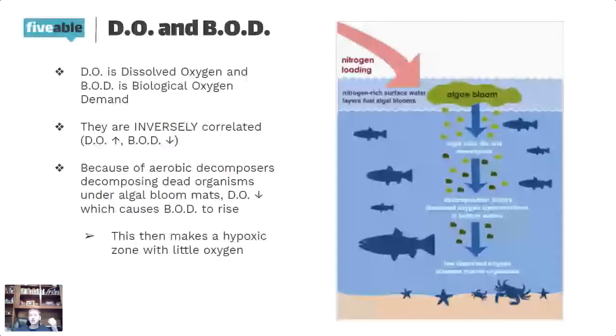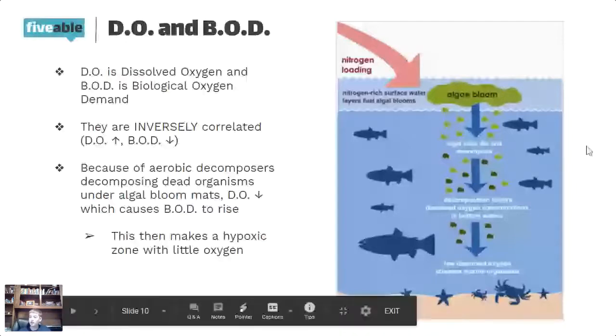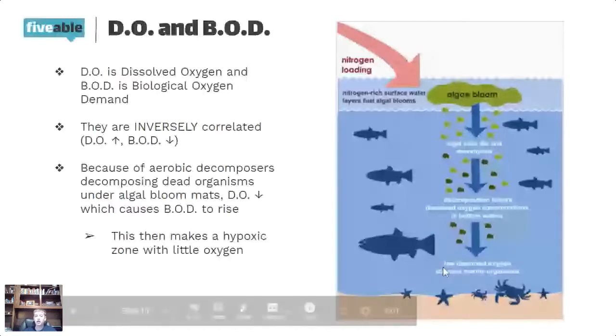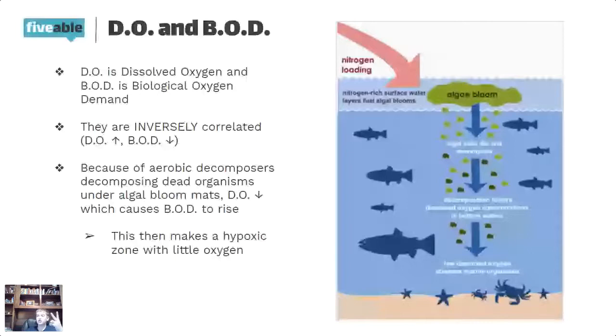When we have eutrophication, because of all of these aerobic decomposers coming in, they're going to take all the oxygen. So the levels of dissolved oxygen are going to decrease, which means that biologicals, like fish, things that are living, are going to demand more oxygen. They're going to want more oxygen. And this makes the hypoxic zone, which is caused by the loss of oxygen. Under these algal blooms, like in this picture, you can see that these nutrient-rich surface waters don't allow for things to live, except maybe carp or some other organisms that can survive without high DO levels. But usually DO and BOD, dissolved oxygen and biological oxygen demand, are inversely related.